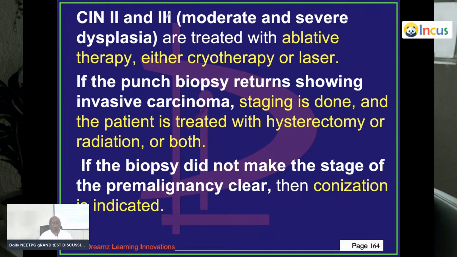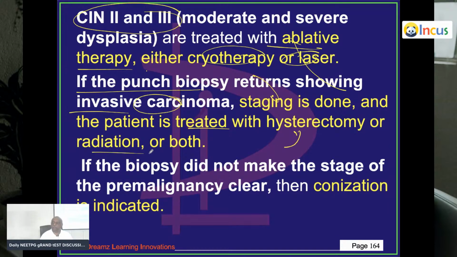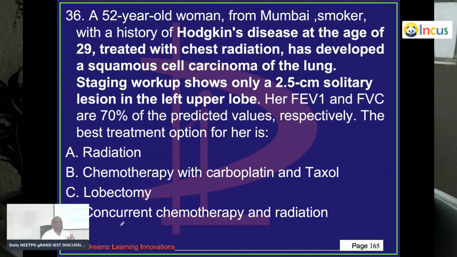Whereas CIN2 and CIN3 are treated with ablative therapy, either cryotherapy or laser. If the punch biopsy returns showing invasive cancer, then staging is done and the patient is treated with hysterectomy or radiation or both of them. If the biopsy did not make the stage of the pre-malignancy clear, then conization is indicated. So this protocol, repeatedly, in every entrance, they keep on asking one question on this protocol, doctor.